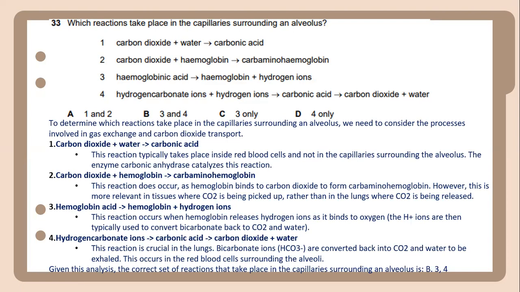Number three, this reaction occurs when hemoglobin releases hydrogen ions as it binds to oxygen, and the H+ ions are then typically used to convert bicarbonate back to carbon dioxide and water. And number four, this reaction is crucial in the lung. Bicarbonate ions are converted back to carbon dioxide and water to be exhaled, and this occurs in the red blood cells surrounding the alveoli. Given this analysis, the correct set of reactions that take place in the capillary surrounding an alveolus is 3 and 4.